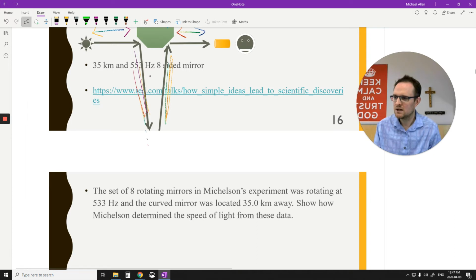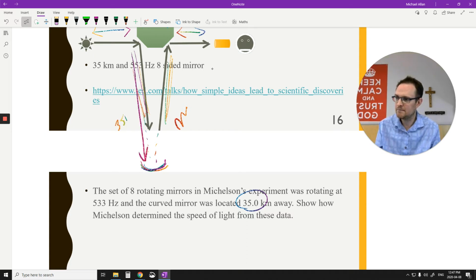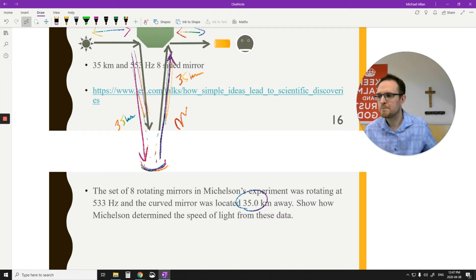So this is going to shoot off somewhere. It's going to hit that mirror. According to the question down here, it's about 35 kilometers away. So it's going to travel 35 kilometers this way, then hit the mirror and then travel 35 kilometers back. So that's going to be important for our math as well.